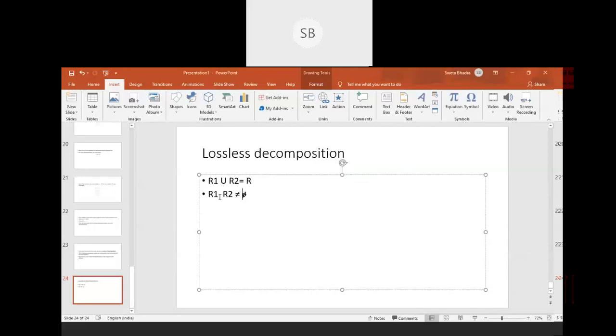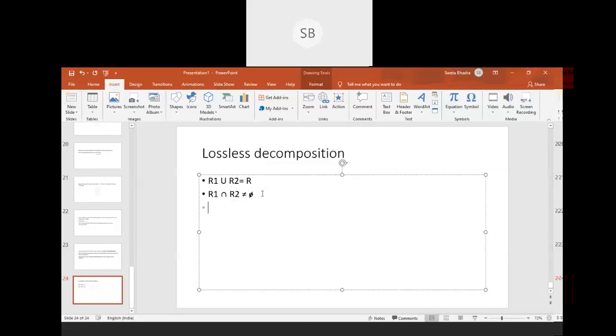So the next condition is that R1 intersection R2 is not equal to phi. That means you should have some common attribute. When we break the table, it is required that we have a common attribute. Otherwise, obviously, it will be lossy. We don't have to check. If there is no common attribute, that will be lossy. So it should not be equal to phi.